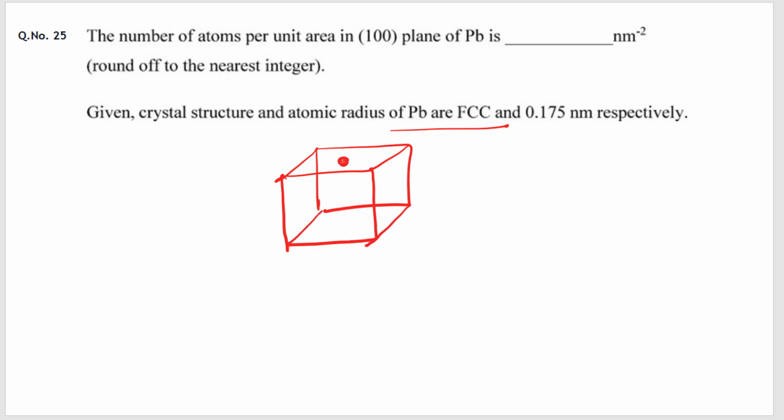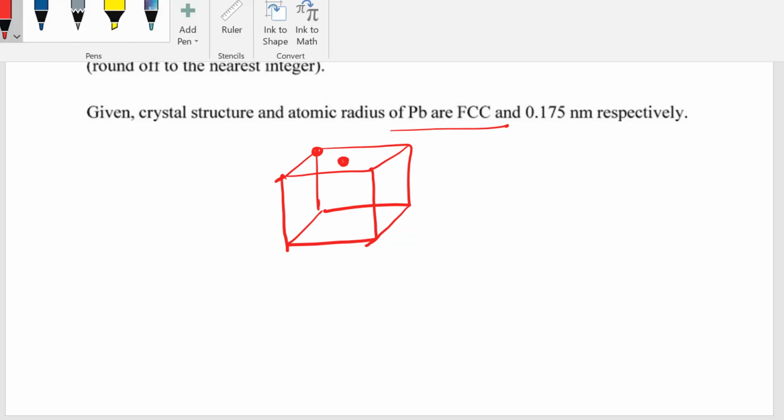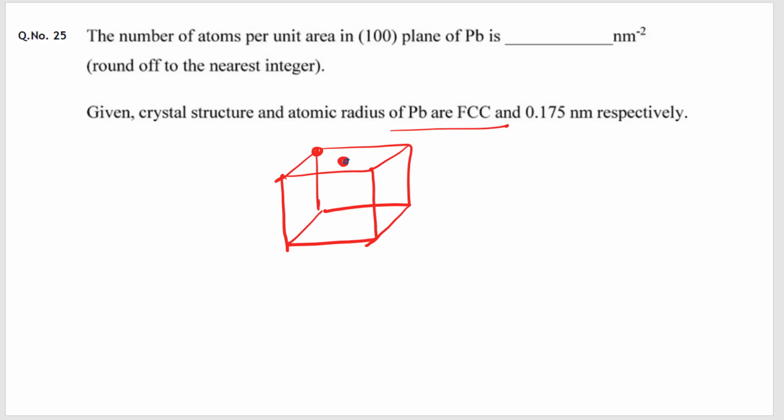This is FCC having these atoms, then face entire atom, okay. Here we have been asked about one OO plane. So one OO plane is nothing but the surface plane. You can consider this plane or any surface plane, okay.